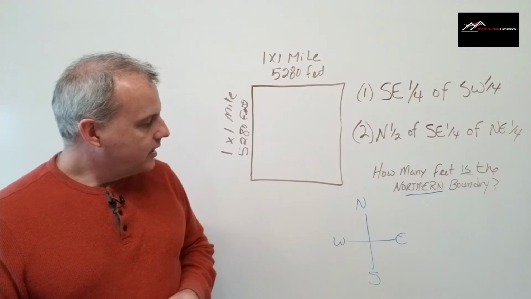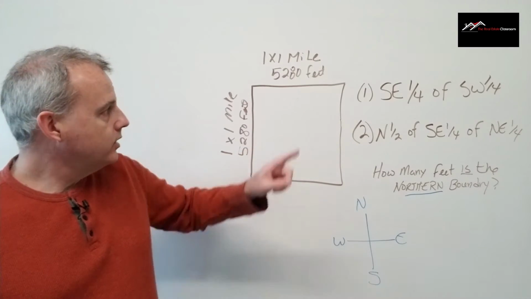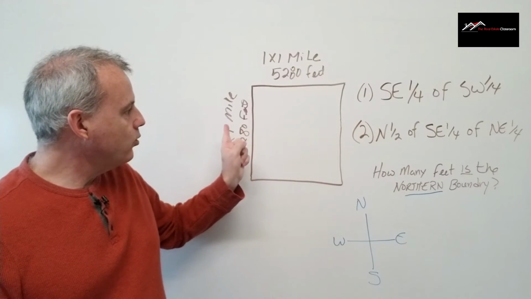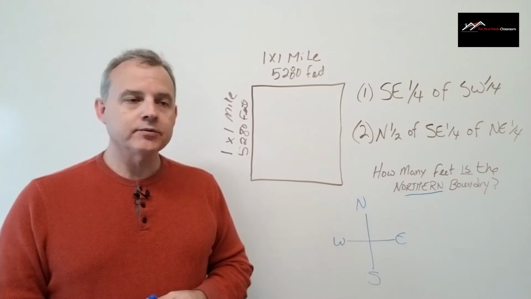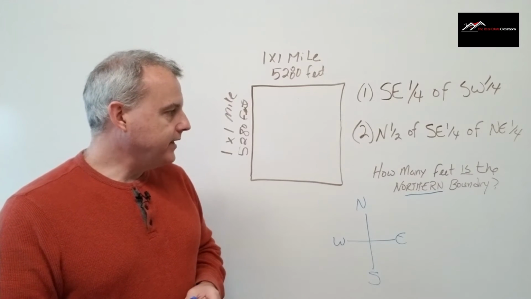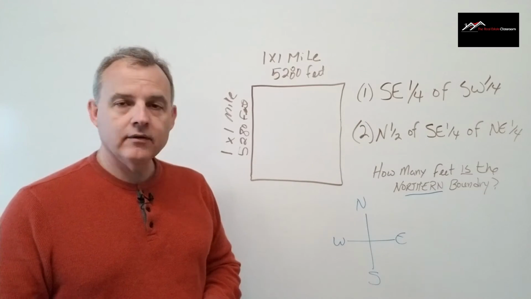Number 2 is to orient yourself. You have to understand that we view this as a compass rose: north, south, east, west. All right, so let's look at the first one. So let's work the first problem. How many feet is the northern boundary of the southeast quarter of the southwest quarter?